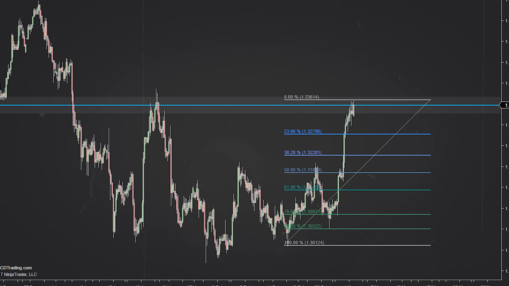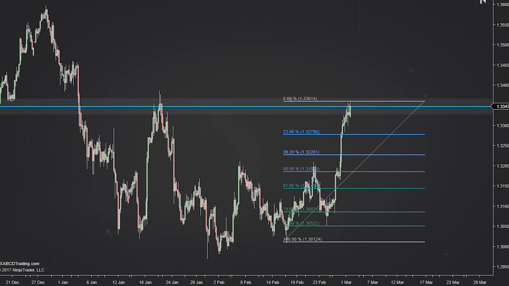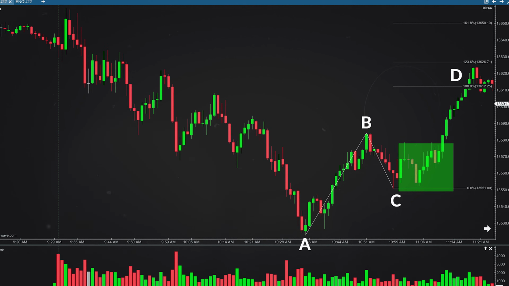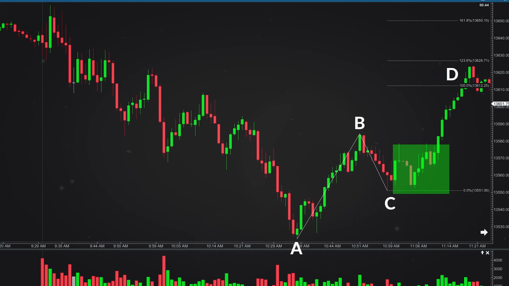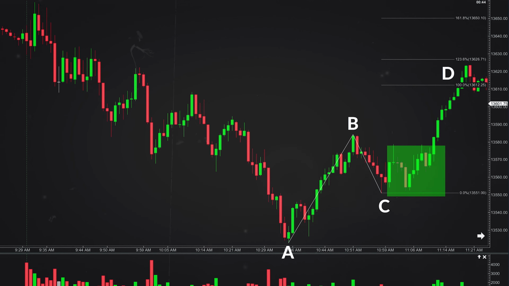Fibonacci is one of the most powerful tools in a trader's toolbox. Not because it predicts the future, but because it helps you frame the market. It gives structure, it adds probabilities, and it sharpens your edge. So if you've been ignoring it or using it randomly, now you know how to apply it with confidence.